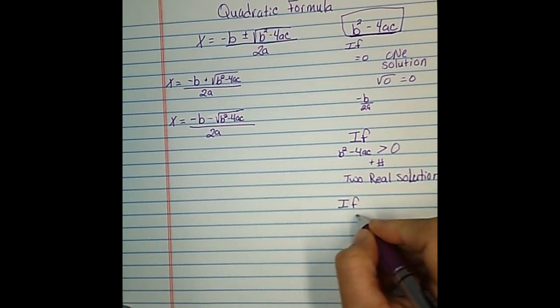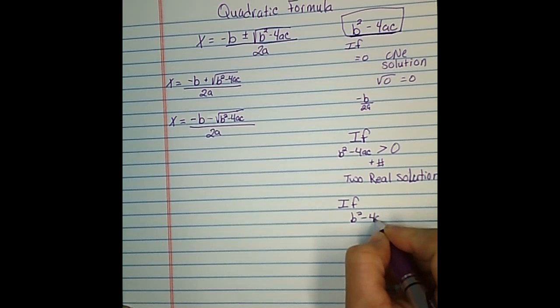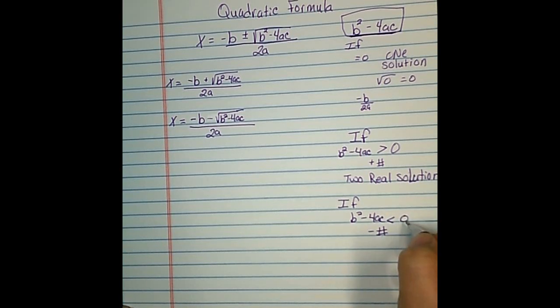If my discriminant is less than 0, and again, it's not equal to 0, it's just less than, so it's some negative number, I'm going to have two solutions. But these solutions are going to be imaginary solutions. How do I know that? Because the square root of a negative number is saying that I'm multiplying something an even amount of times and I'm getting a negative answer.